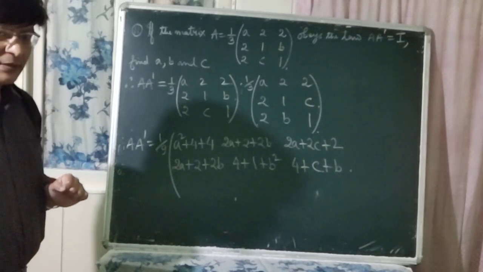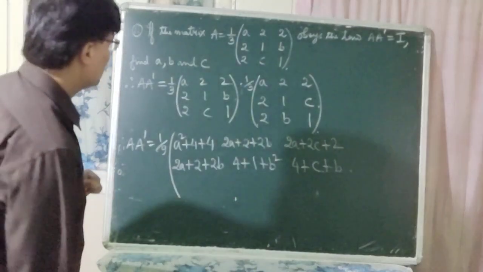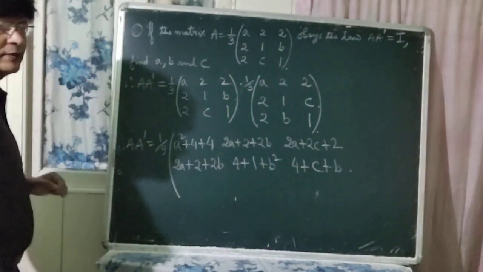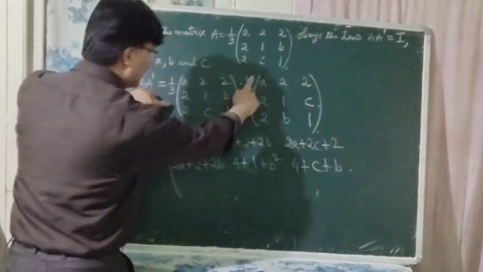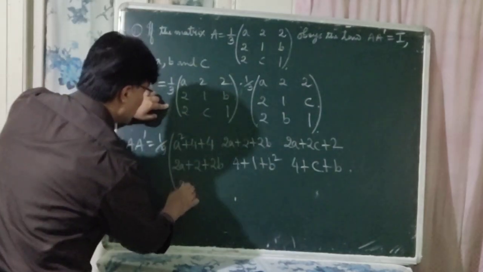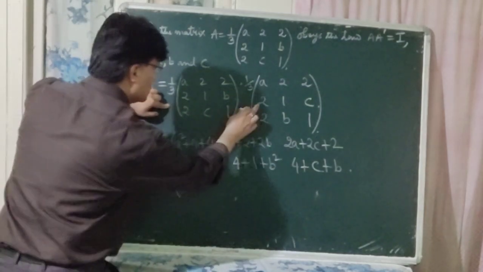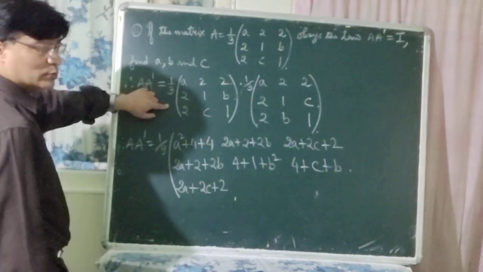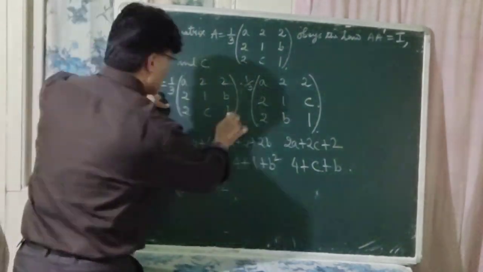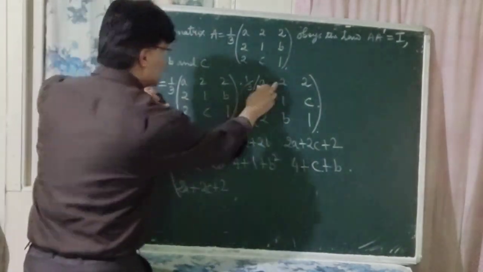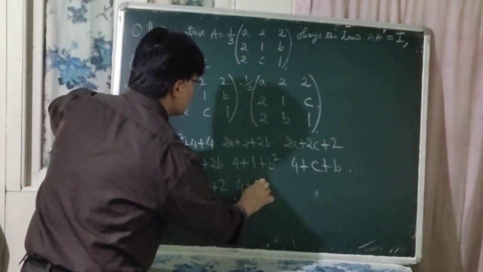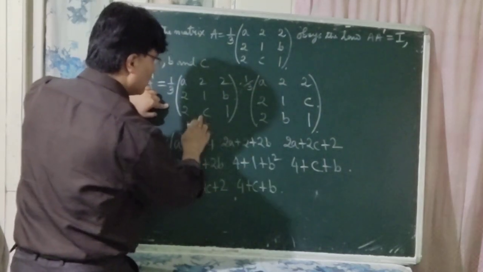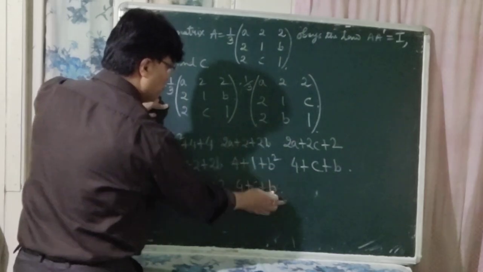Is that clear? The next one is third row by first column: 2 into A, 2A, plus 2 into C, 2C, plus 2 ones are 2. Next, this third row should be multiplied by the second column: 2 twos are 4 plus C plus B. This is 2 twos are 4 plus C plus B.